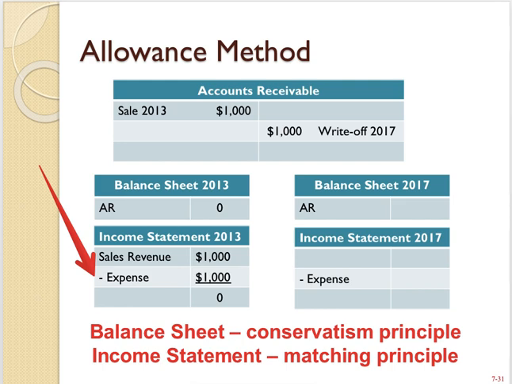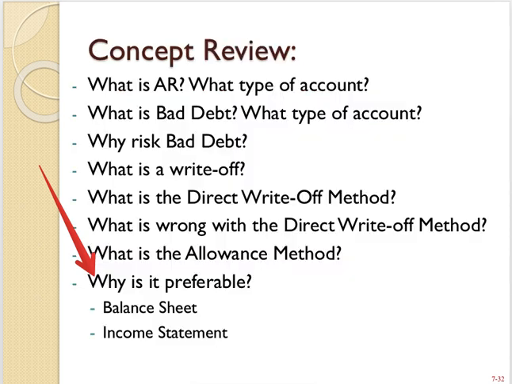Now, how do we do this? I'm going to show you that in the next video. But I want you to make sure to do a concept review on all of these concepts that we discussed in this video. What is AR? What type of account is it? What is bad debt? What type of account is it? Why do we risk bad debt? What is a write-off? What is the direct write-off method and what's wrong with it? What is the allowance method? Why is it preferable for both our balance sheet and income statement? So make sure you understand those concepts before we move on to the next.